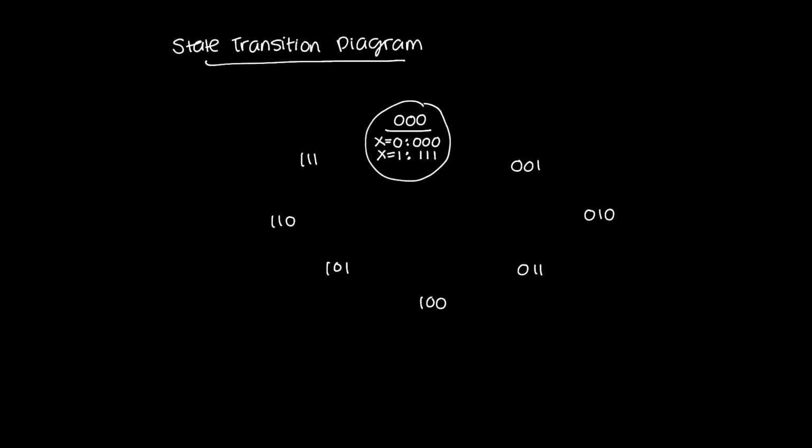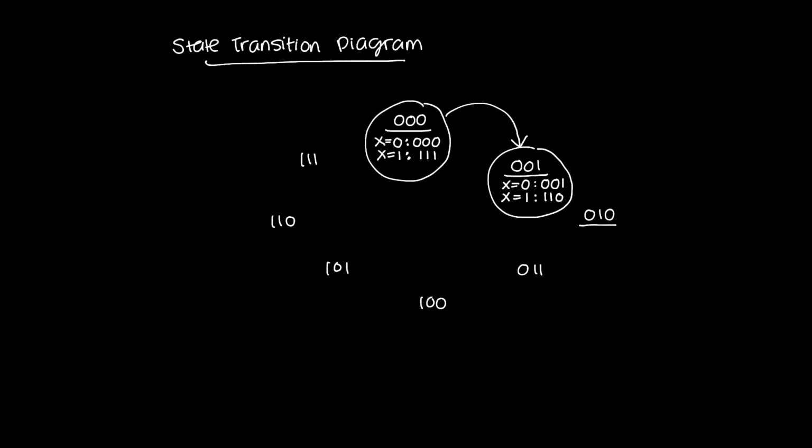Okay, let's see how this works. I'm going to do that over here also. I'm going to say when X is equal to 0, it's a straightforward up counter. I'm going to count from 0 to 1. But when X is equal to 1, I'm counting down. My previous state was 1, 1, 1, so my next state is going to be 1, 1, 0. And this transition is unconditional.